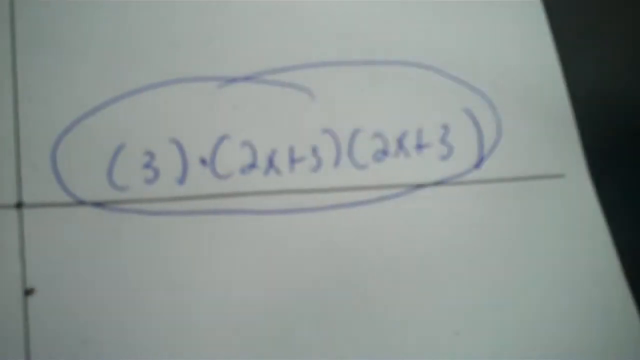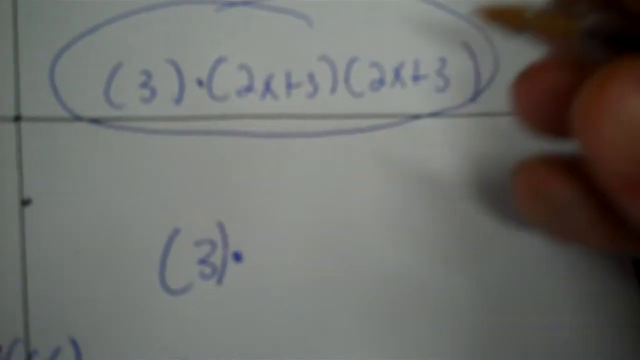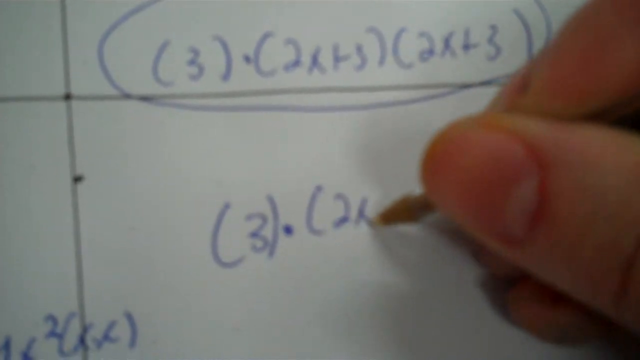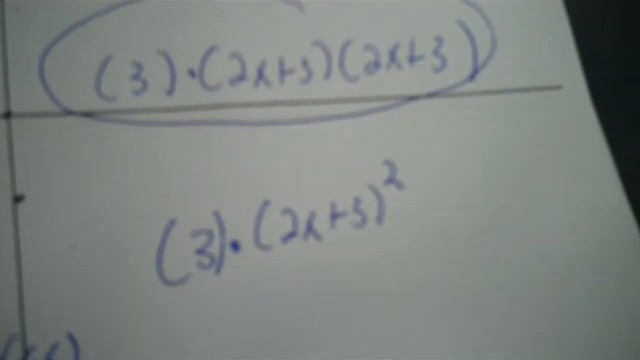Now, you can just leave your answer like that. You will see a textbook write it with the factor not even in parentheses, and then they'll have 2x plus 3 to the second power because they're identical. Okay, that's how a textbook would have the answer, but you can just leave it like that. Okay, now we're going to solve a couple of equations using this.